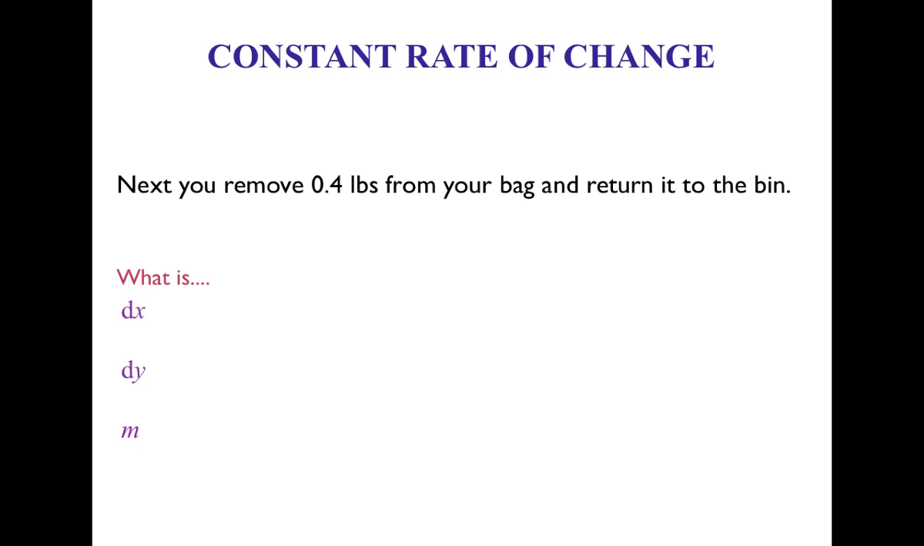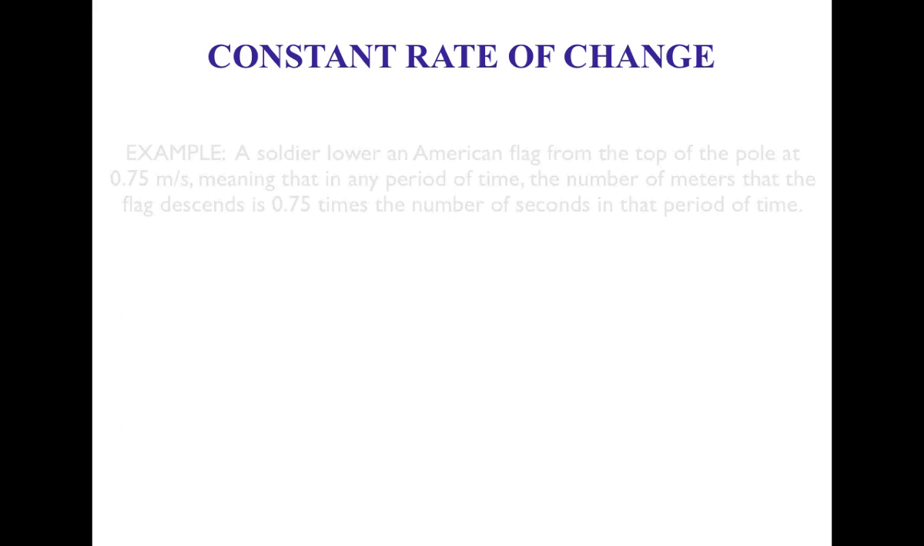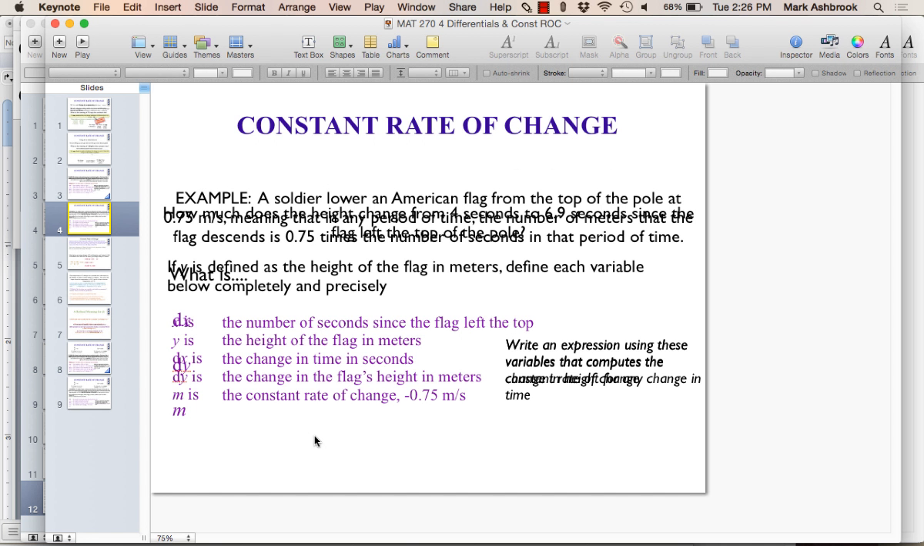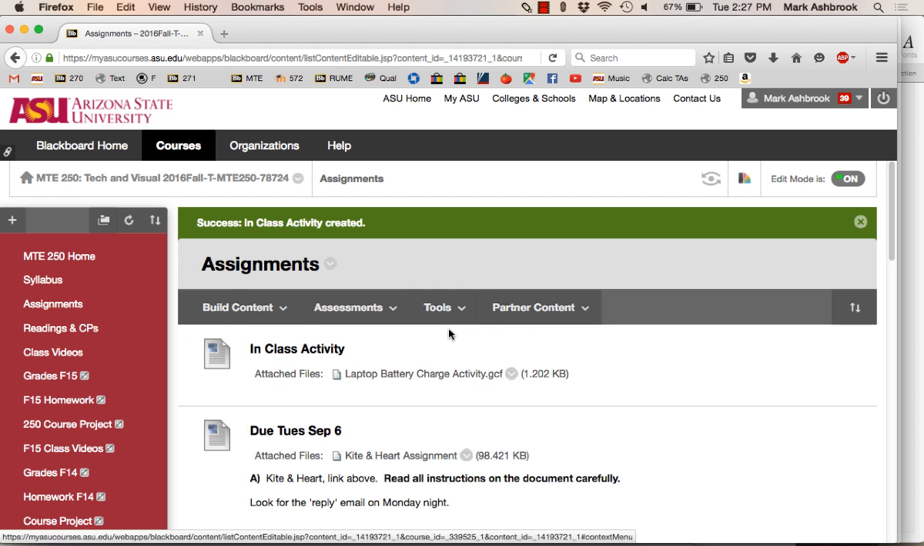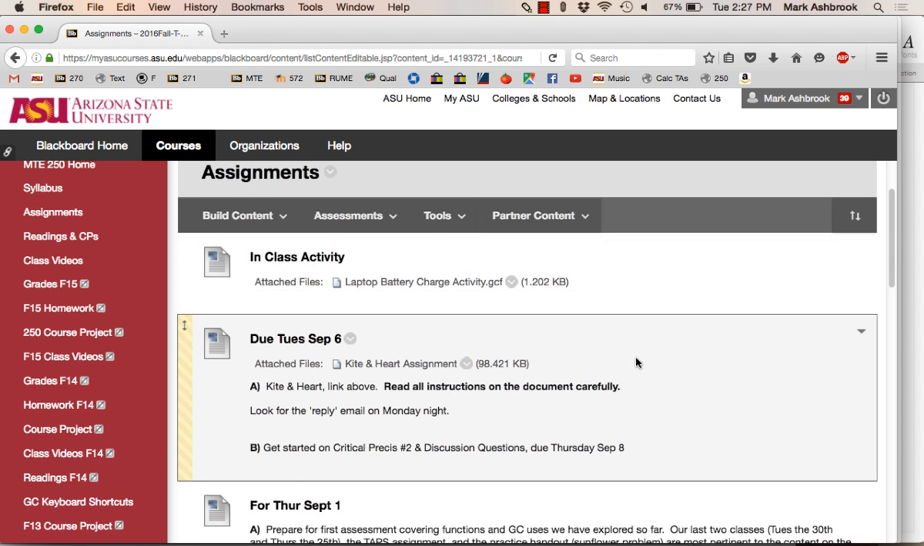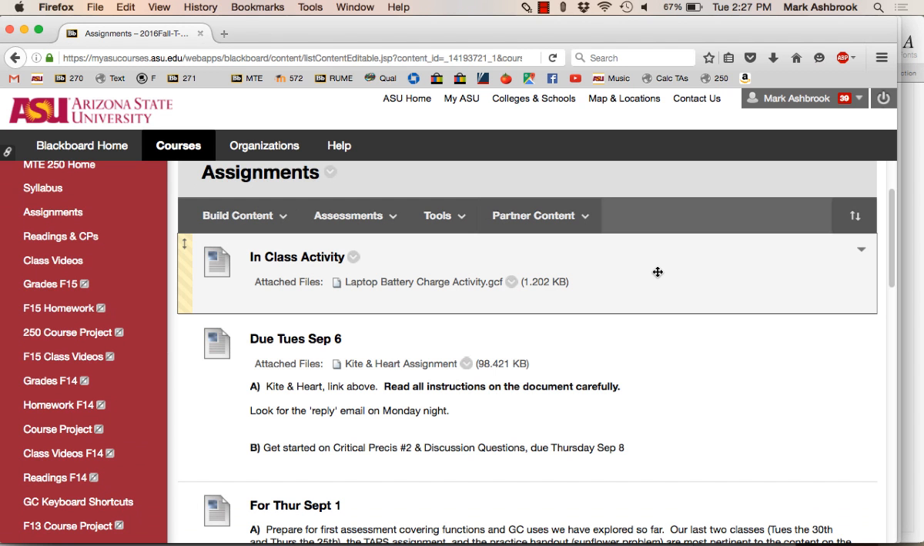All right. So we're not going to do that one. I want you to go to Blackboard, where I've put an activity file for the rest of the class in the assignments area. So you go to assignments. You'll see the in-class activity is the first assignment right now. We've actually talked about this scenario before, but we're going to do different stuff with it. It's the laptop battery charge activity. So download that.